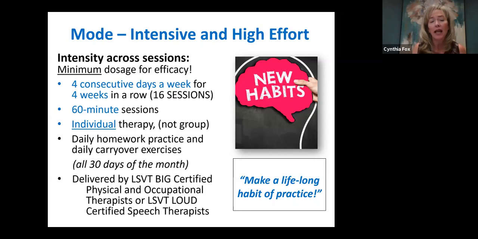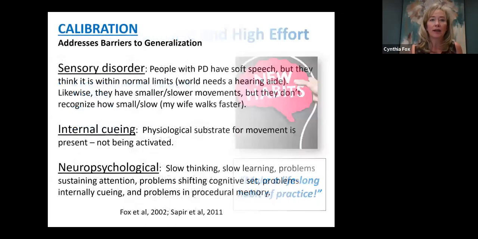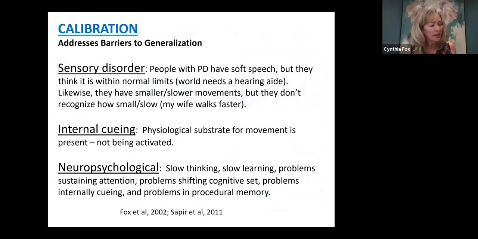You will also have daily homework practice, daily carryover exercises, all 30 days of the month. The treatment, again, is delivered by LSVT BIG certified physical or occupational therapist or LSVT LOUD certified speech therapist. While you're with us for that month, one of our goals is really to help you create a lifelong habit for practice so that after that 1 month of treatment is over, you know exactly what to do to keep practicing.